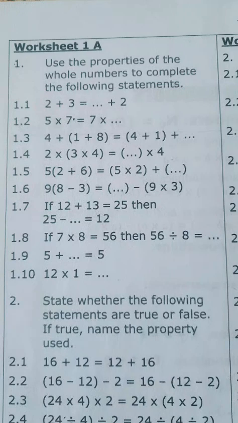So yeah, and the property there, 1.4, what type of property would we say is being utilized? What's the whole number property that's used for 1.4?